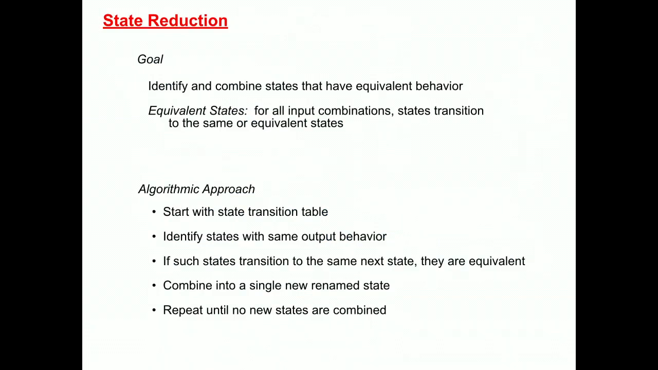Our goal in state reduction is that we design a state machine and then find a way to reduce the number of states. Or you're given a state machine somebody else designed and you'd like to simplify it into as few states as possible. So what we want to do is identify and combine the states that have equivalent behavior. Equivalent behavior means that for all input combinations, these states transition to the same state or to equivalent states. If 2 states, for all input combinations, transition to the same next state or to equivalent next states, then those 2 states themselves are equivalent. So we need to find those conditions.